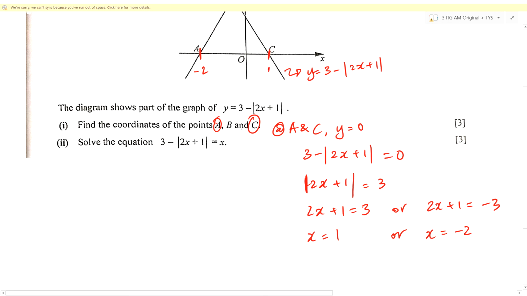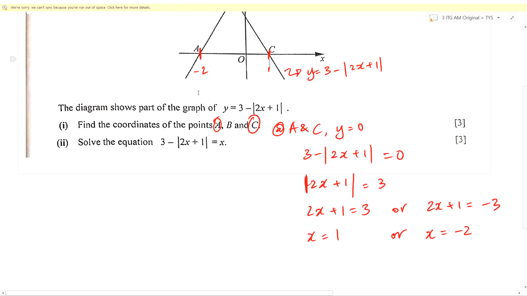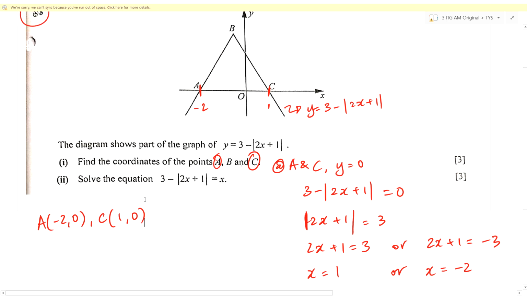We have the negative value, which is larger in magnitude. It's more towards the left than the right. So now we can write down point A is (negative 2, 0), point C is (1, 0). And now we expect the x coordinate for point B to be a negative number right in the middle of negative 2 and 1. So the x coordinate of B is the midpoint: negative 2 plus 1 divided by 2, which is negative half.